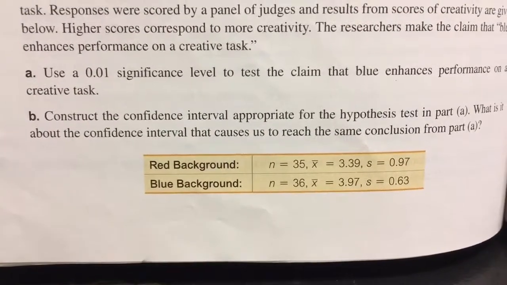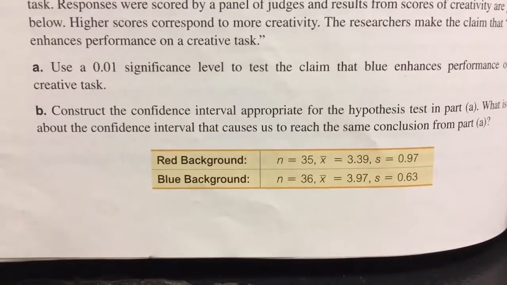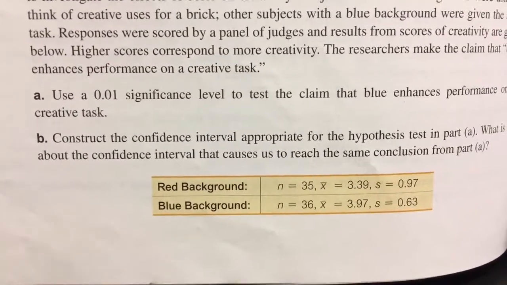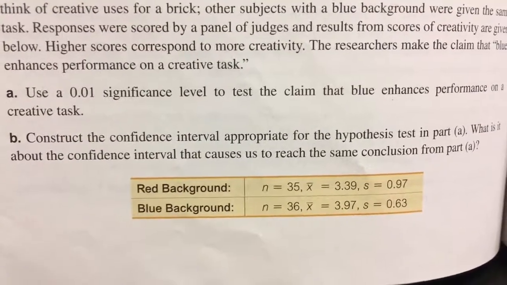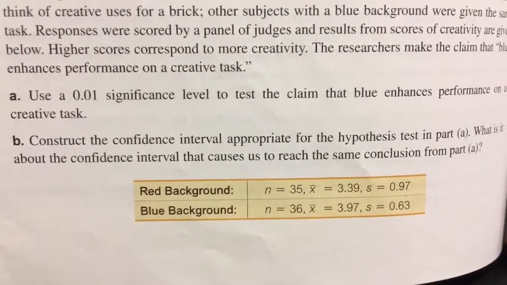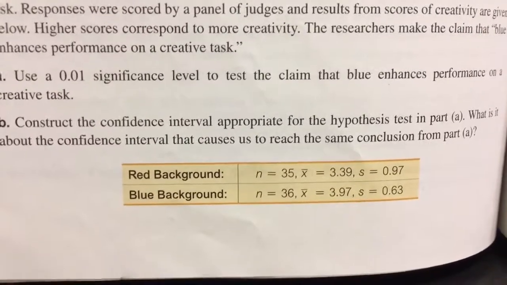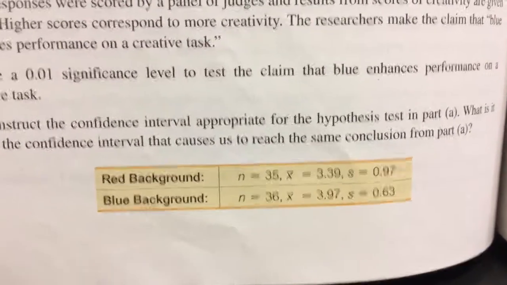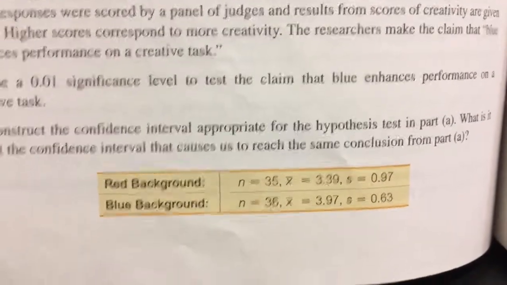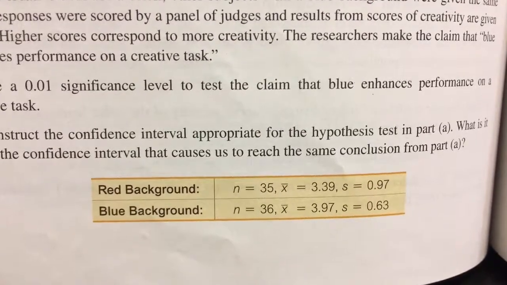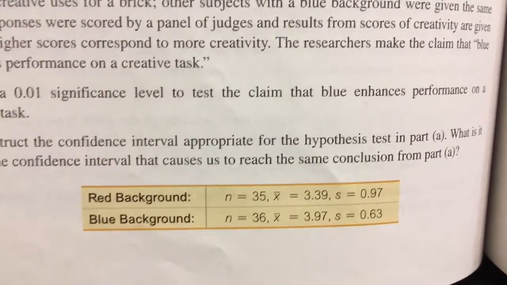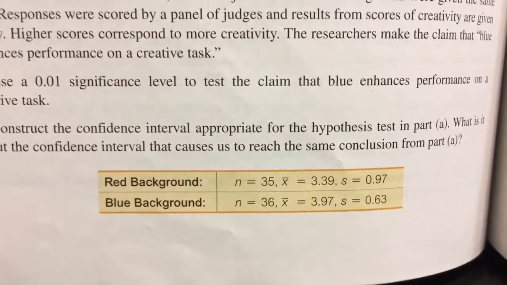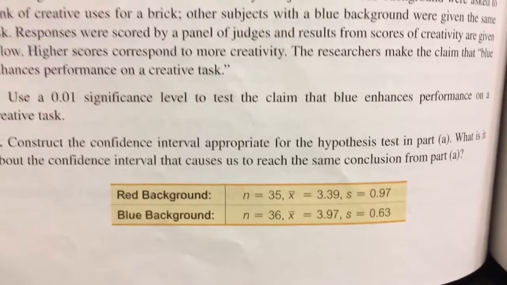So we have red background, blue background, and we have the statistics there. This is talking about a mean here, not a proportion. So we're talking about a mean, and we have an X bar 1 and an X bar 2 there, and we're going to test the means to see if the claim is true that blue makes you more creative than red. So here is my board.